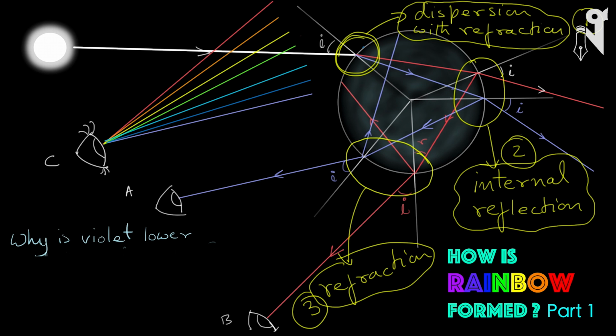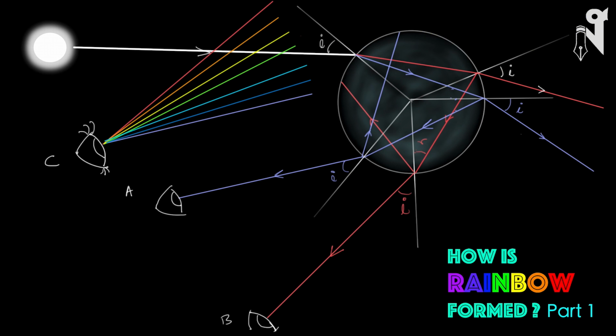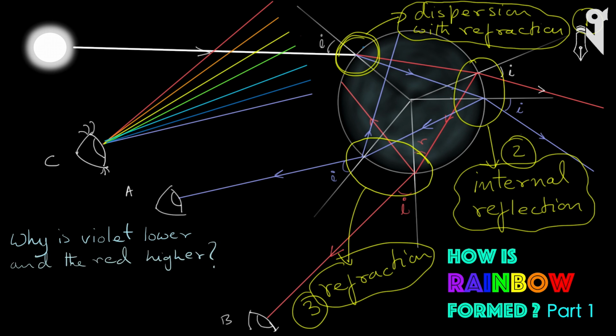Now, why is the violet lower in the rainbow? Why is the red higher in the rainbow? Simple answer is because to see the red light, or to see the red part of the rainbow, you have to look higher because it is coming at a greater angle of depression. It is coming at a steeper angle, and the violet light is coming at a shallower angle.